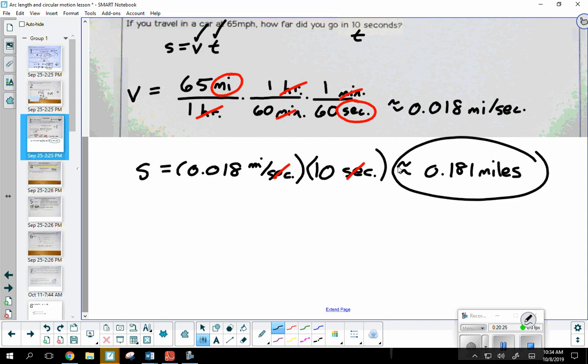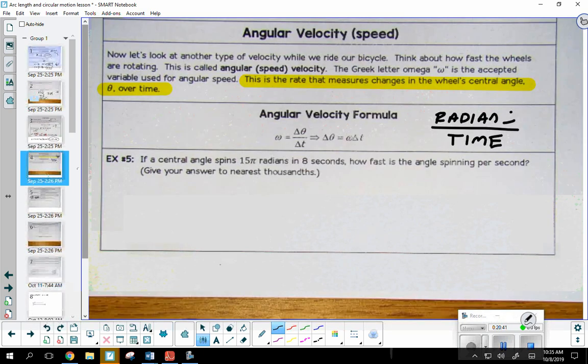So linear velocity is speed, but for the types of problems that we're going to be looking at, we're talking about speed in a circular path, because a lot of these items are going to be rotating or spinning at certain speeds. Like we could be talking about a vinyl record, a bicycle wheel, a DVD, anything that fits the idea. Now this is angular speed. Let's look at another type. Think about how fast the wheels are rotating.